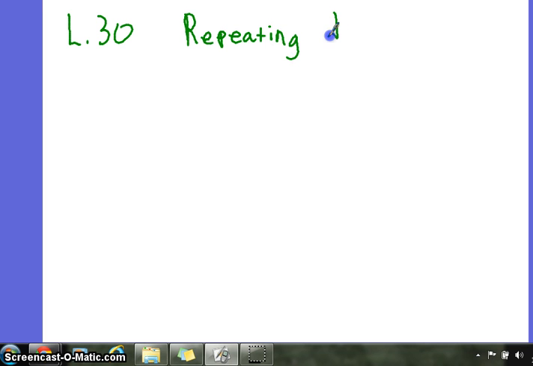Lesson 30, repeating decimals. Oh, I hate these. Is this like with the repetend? Yes, I guess you could say. These aren't hard, but what do you do with repeating decimals?